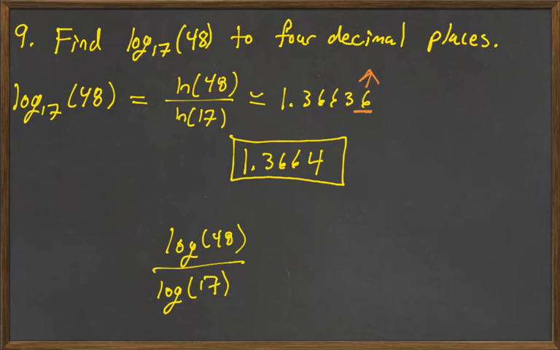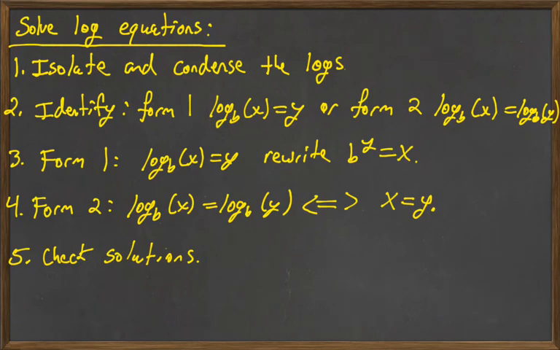Now I think we're going to get into solving the log equations. I was so excited about getting into that I forgot that we did also change of base. Okay, so solving log equations. What we're going to do is isolate and condense the logs. That's using your product, your power, and your quotient rules. And then you're going to identify it as form 1 or form 2. And basically you're looking at, is there a log on one side or a log on both sides?